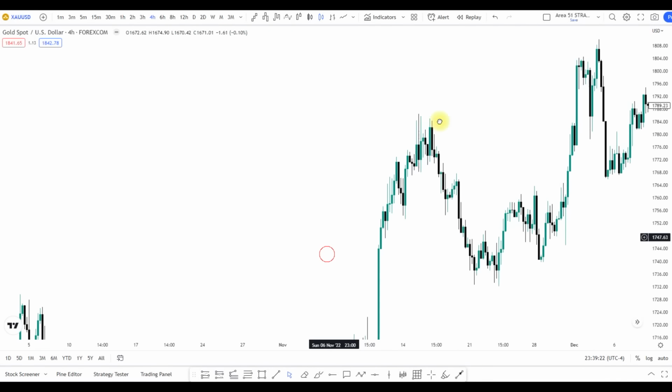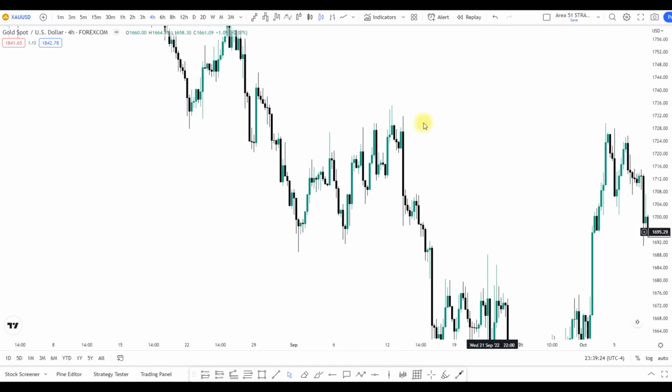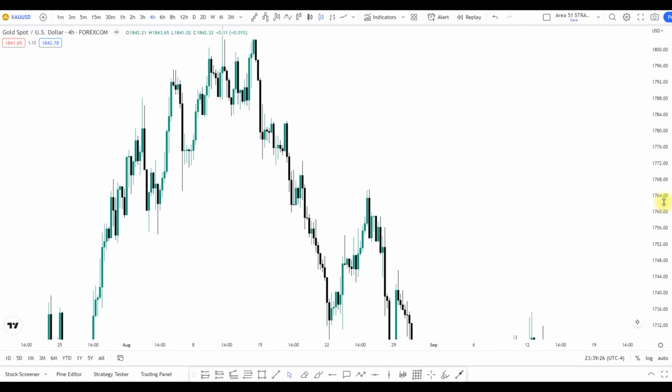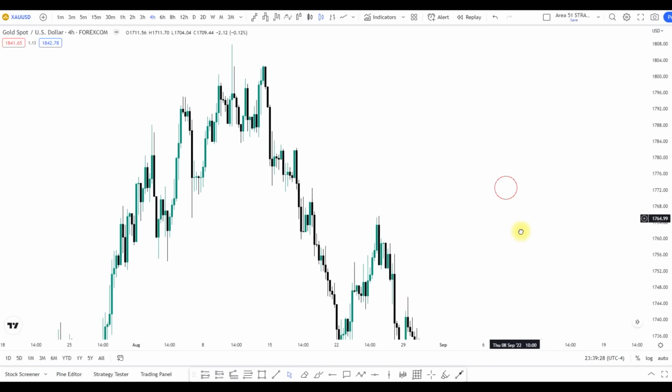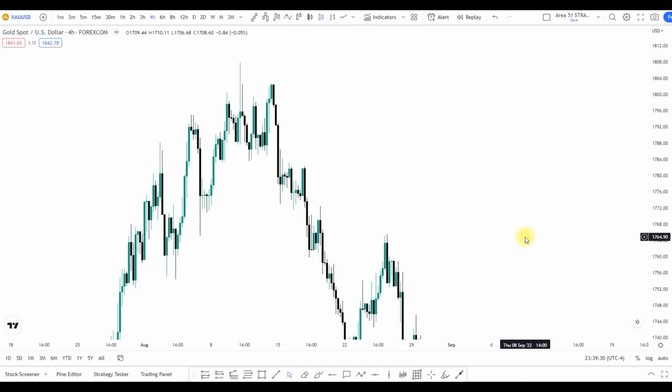Here we have gold USD. We can use any currency to trade with supply and demand. That could be stock market, that could be the crypto market, that could be gold, indices, anything, you name it. There is always supply and demand in any market, even commodity markets, options, everything.